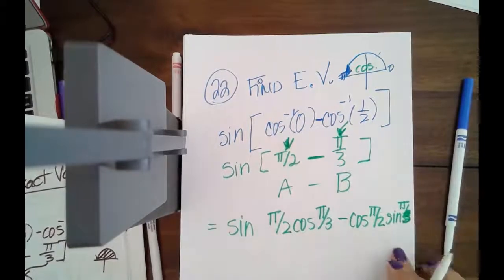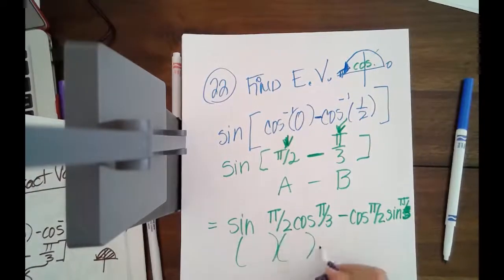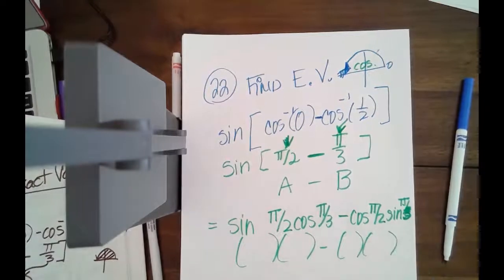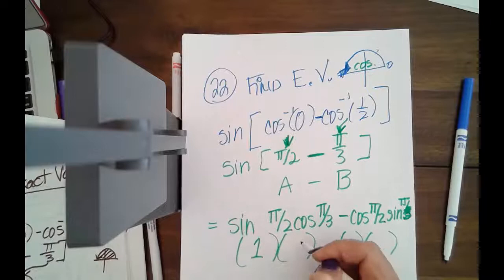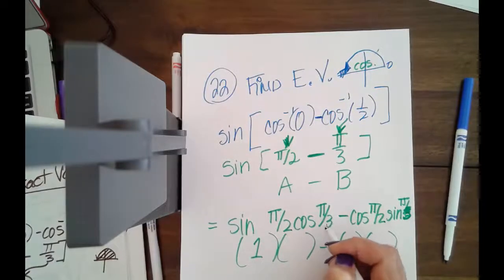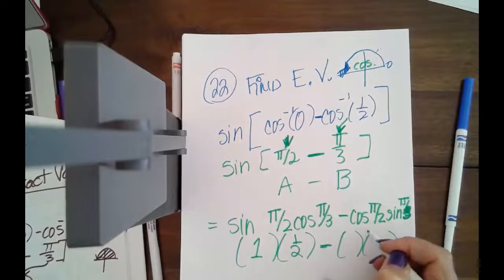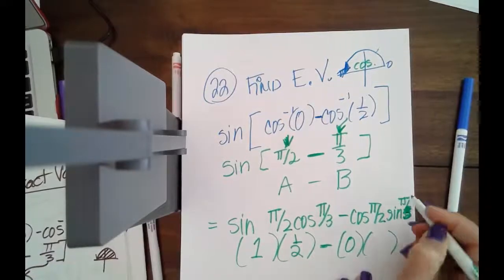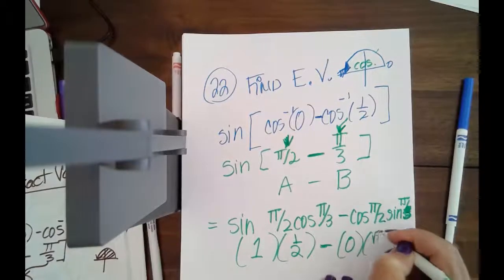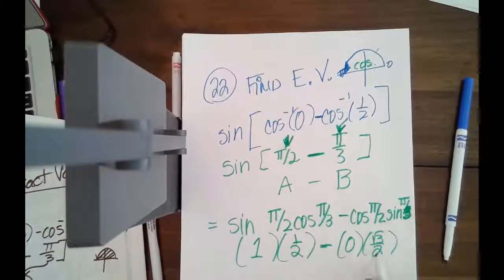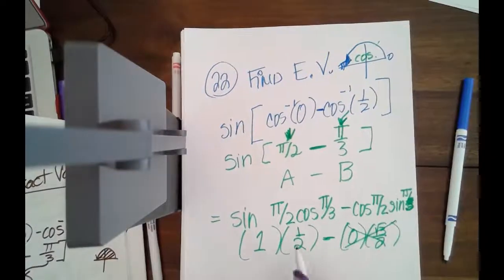So now we just have to find these values and multiply them out. Well, the sine of pi over 2 we know is 1. The cosine of pi over 3 is 1/2, minus the cosine of pi over 2, which is 0, and the sine at pi over 3 is radical 3 over 2. So really, truly, that's going to turn to 0, so you are simply left with 1/2.